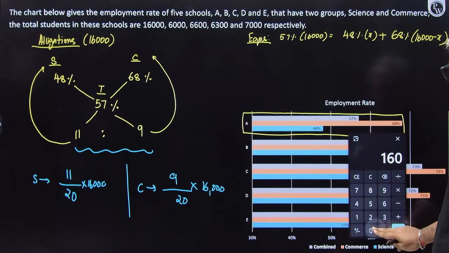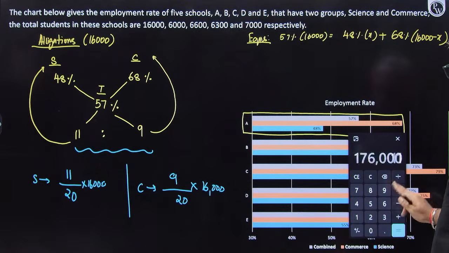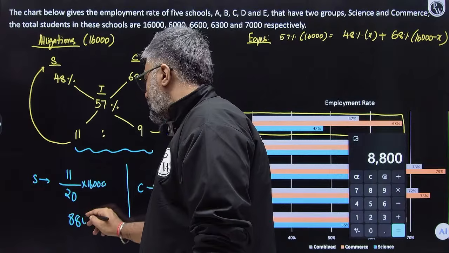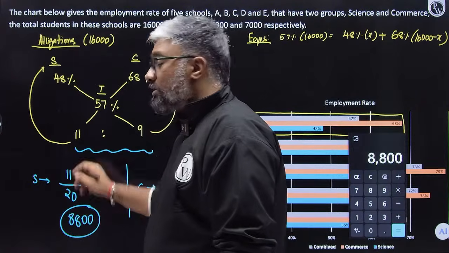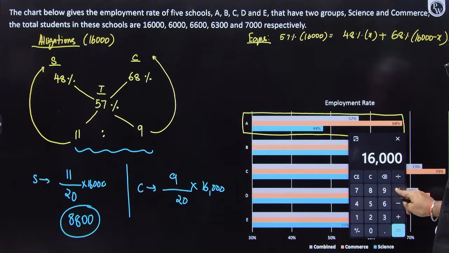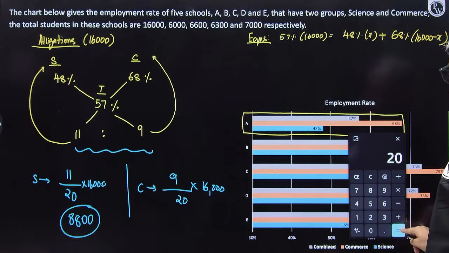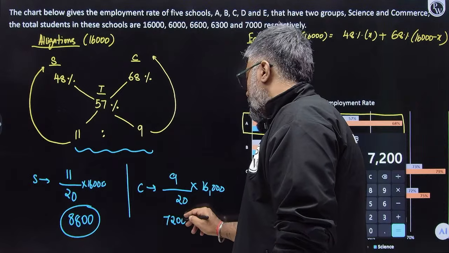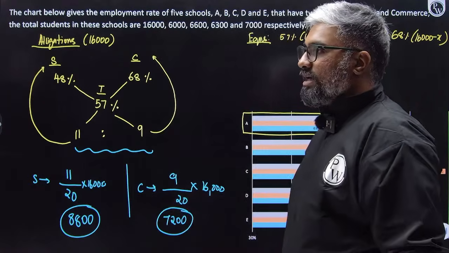So 16,000 into 11 by 20 is how much? 8,800. So total science students are 8,800 in school A, and 16,000 into 9 by 20 is how much? 7,200. 7,200 commerce students there. Got it?